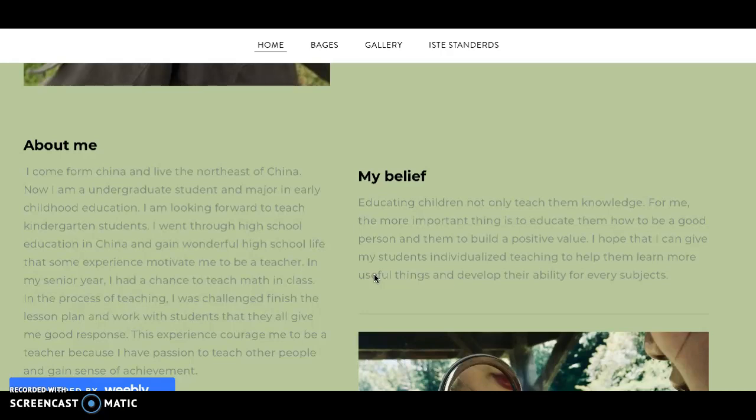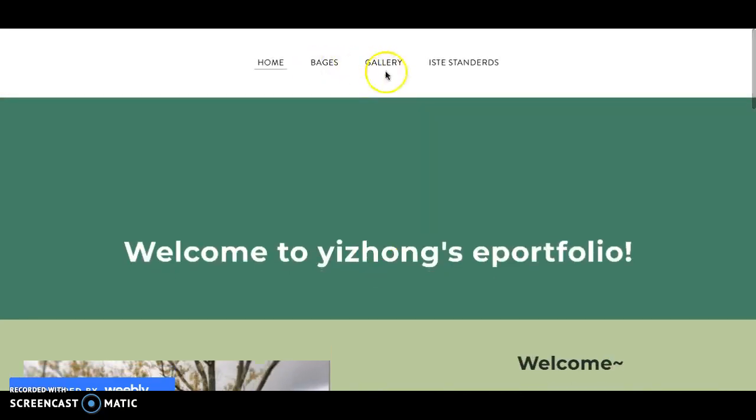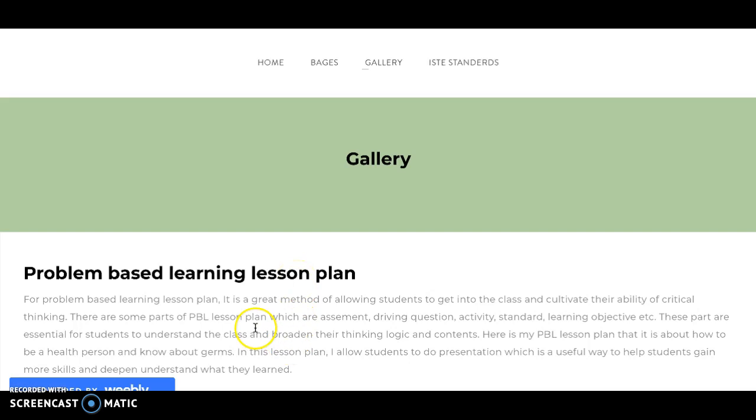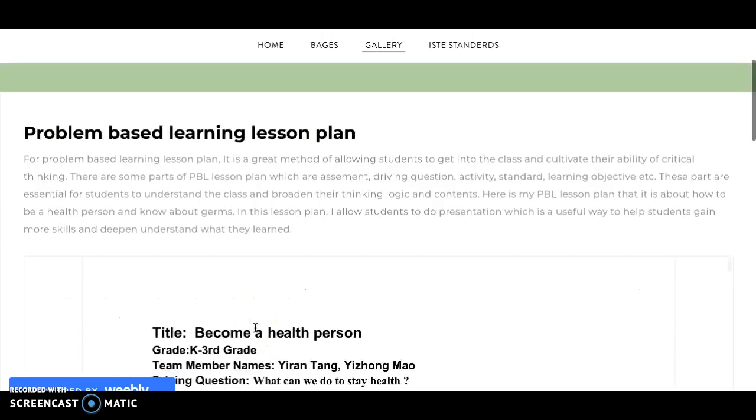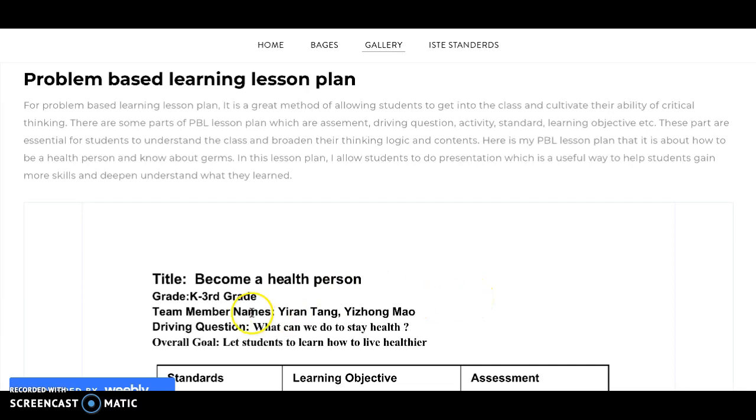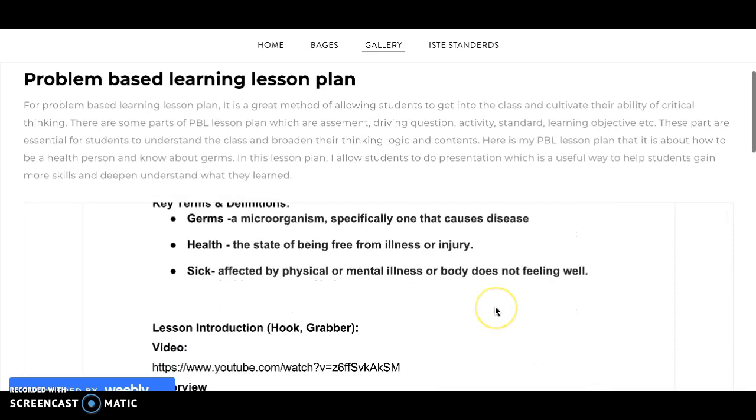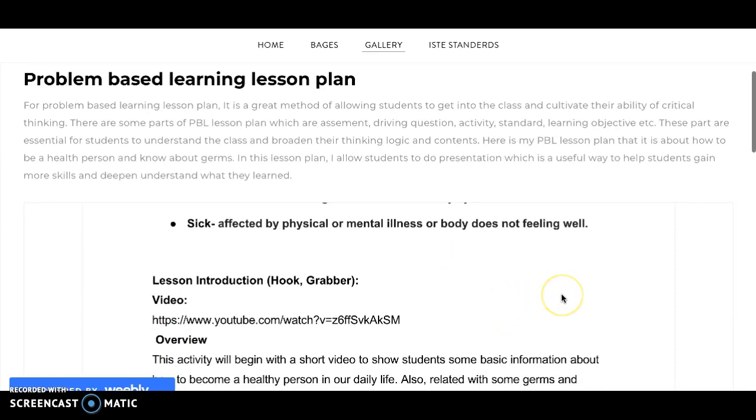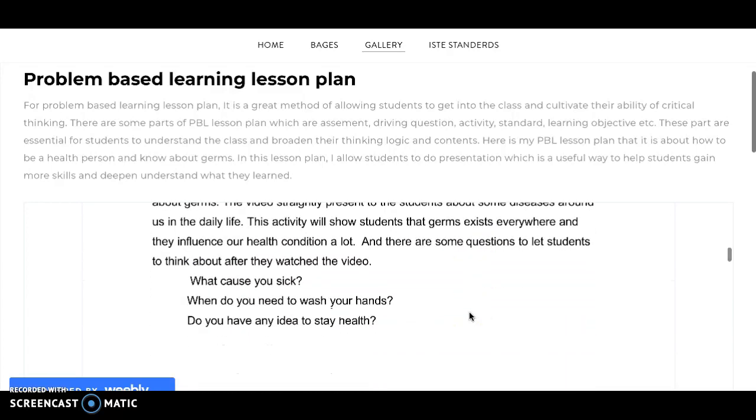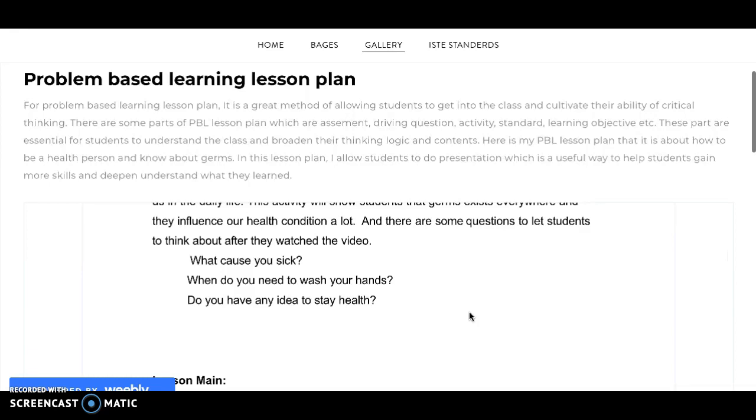So for my best artifact, I want to show you my gallery about my three lesson plans. The first lesson plan is the problem-based learning lesson plan. For this lesson plan, our topic title is to become a healthy person. The main idea is that I want my students to get more skills to live healthier and know more about our health problems.